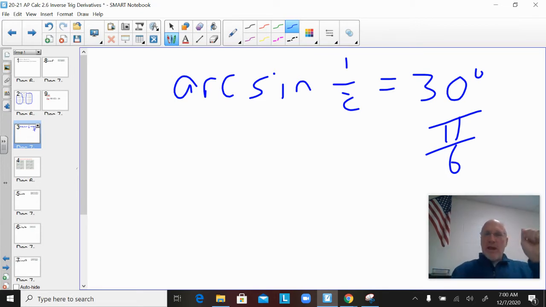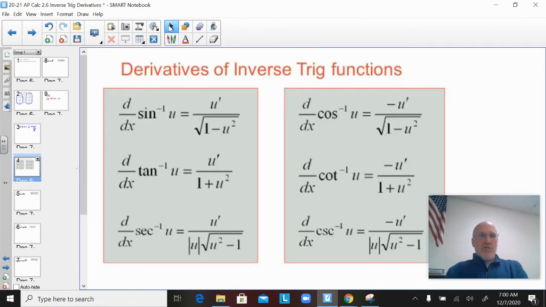So we have derivatives of the 6 trig functions, which you at this point should know. Maybe you have them all memorized, maybe you don't. You certainly at some point should. Here are the derivatives of the 6 inverse trig functions. And yes, you should know them.